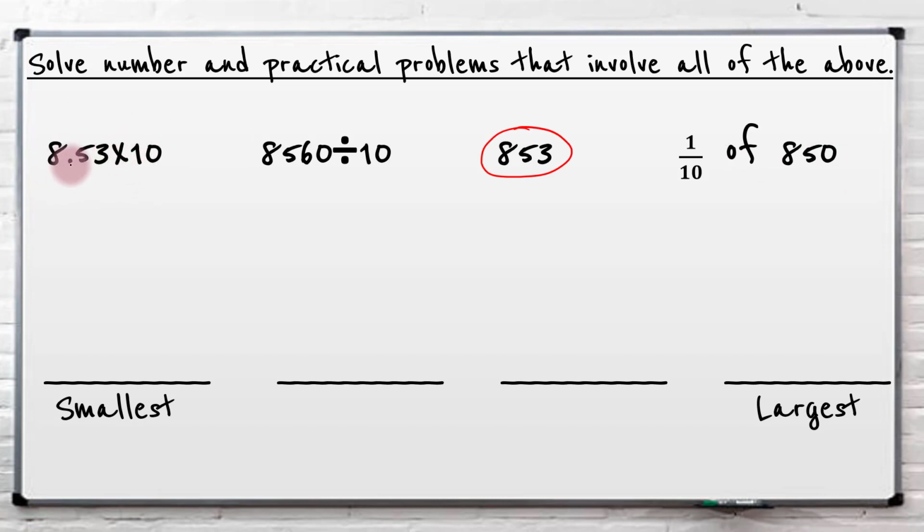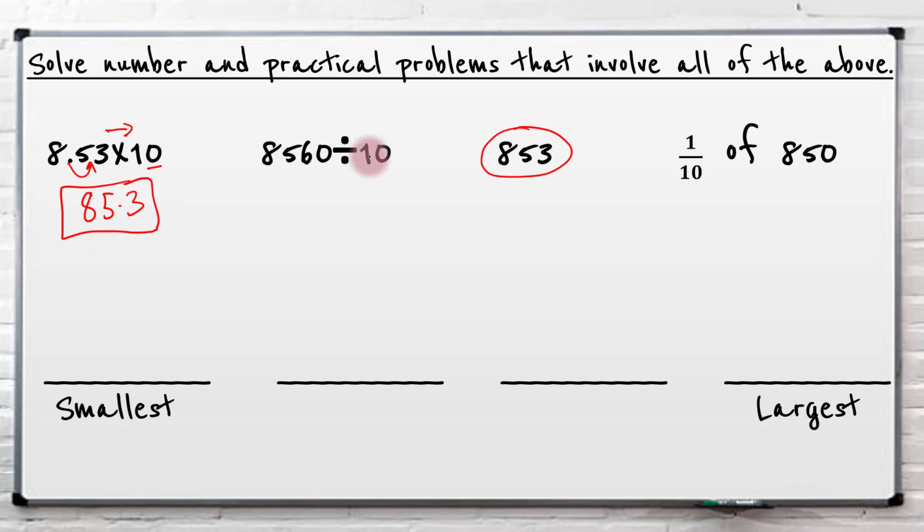So if we're multiplying 8.53 by 10, the decimal point is going to move down 1 place because it's getting 10 times bigger. And we move it to there. So 8.53 times 10 will be 85.3. So this is the number that we're actually going to use when we're ordering this.